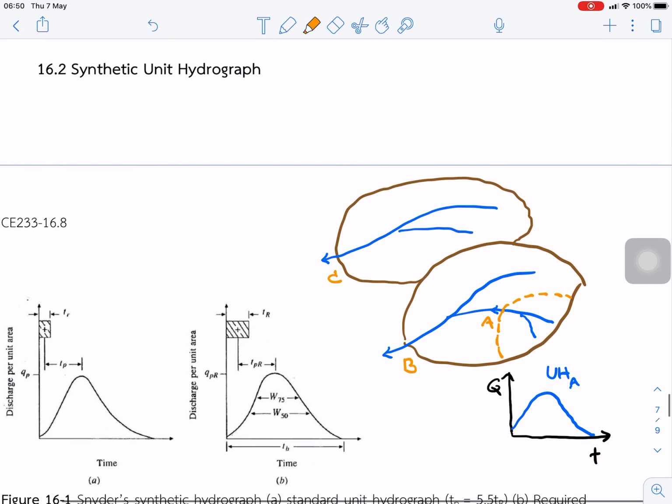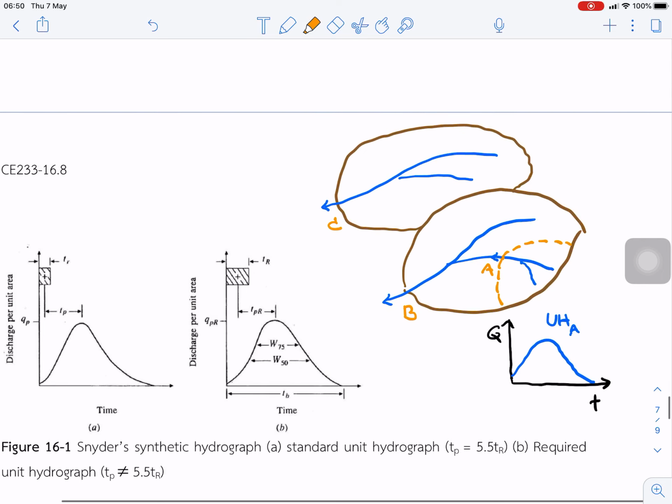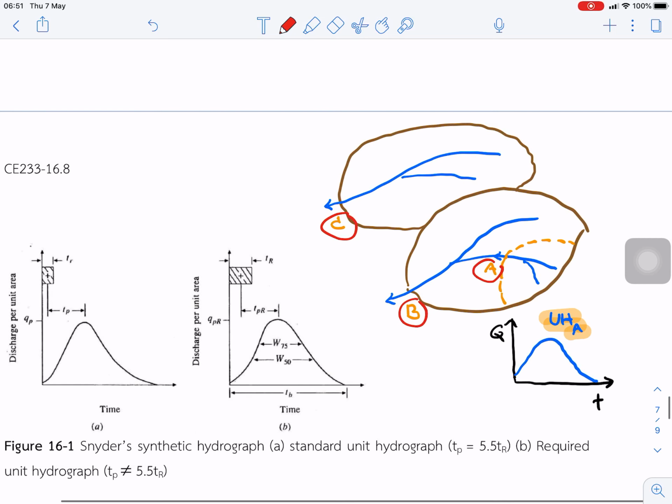Okay, the next case: the unit hydrograph is unique for the area and for the rainfall. For example, if you have a unit hydrograph for point A, we can't use this unit hydrograph for point B or point C. Point B is somewhere else on the same catchment. We can bring the unit hydrograph at point B to use at point C, or bring the unit hydrograph at point A to the nearby subcatchment at point C.